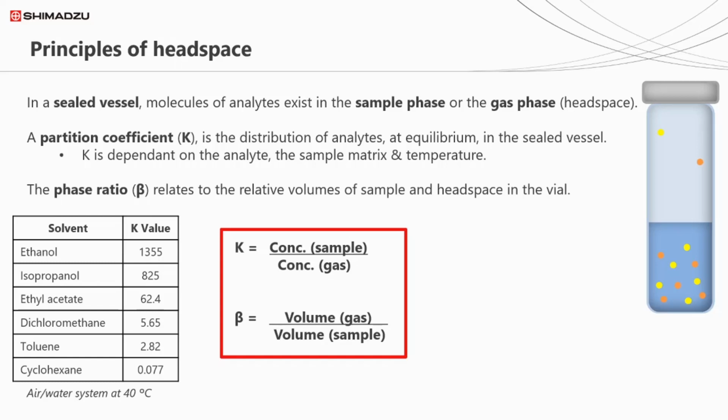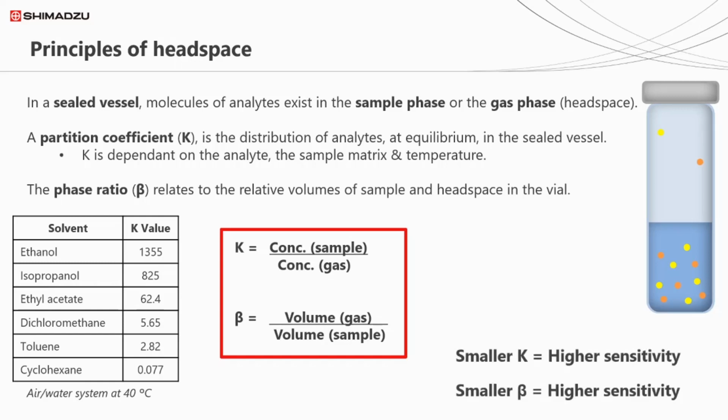In a standard 20 ml headspace vial, this is simply defined by the volume of the sample you add. The more sample in the vial, the greater the concentration in the headspace will be, because the headspace volume has been reduced. This means that both a smaller partition coefficient and a smaller phase ratio will result in a higher headspace concentration, thus providing higher sensitivity.